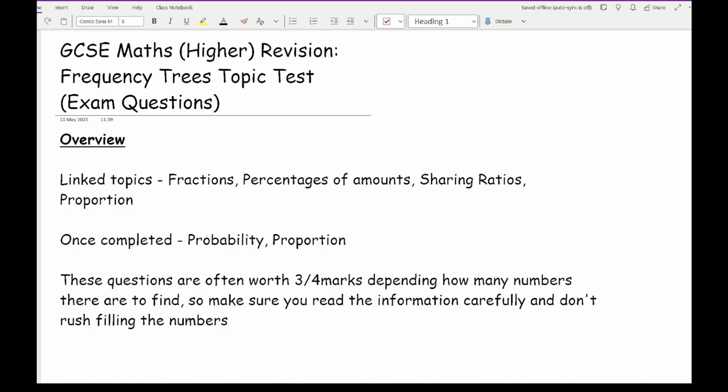Once you've completed your frequency tree, often it's then linked to a probability or a proportion question. These questions are often worth 3 to 4 marks depending on how many numbers there are to find, so make sure that you do read the information carefully and don't rush to simply fill in the numbers. Even though it may seem really obvious, you really do need to check the wording of each of the aspects of the information that's given.